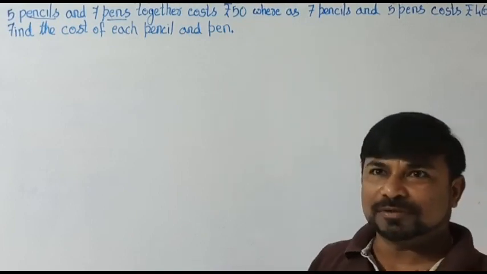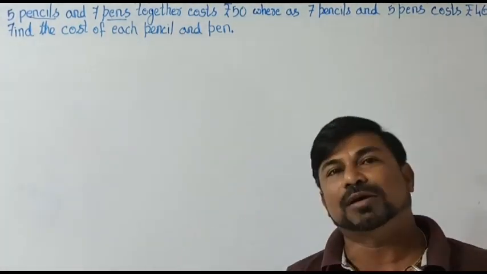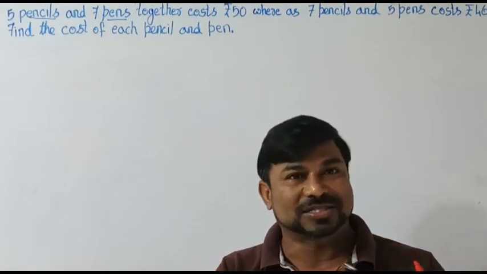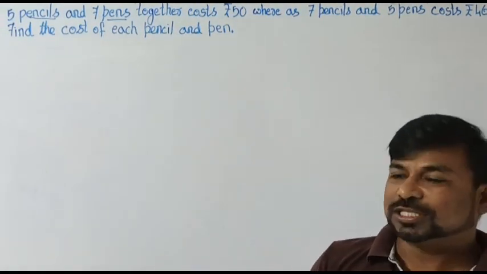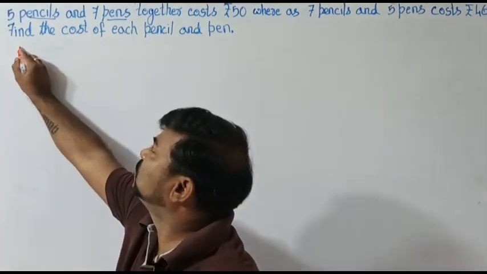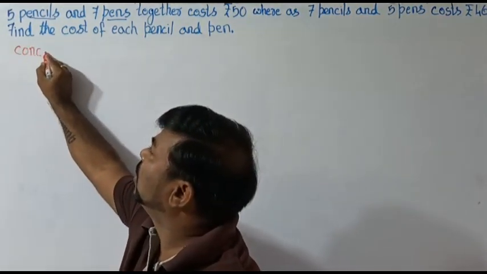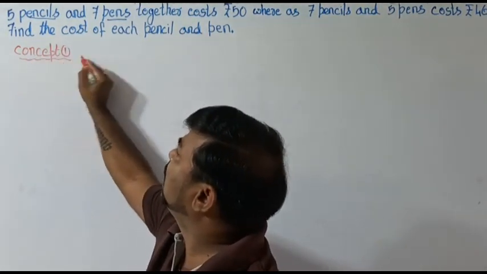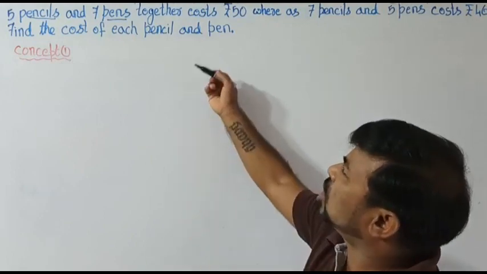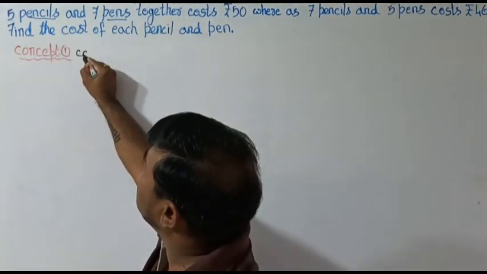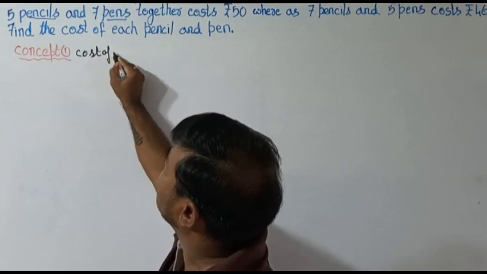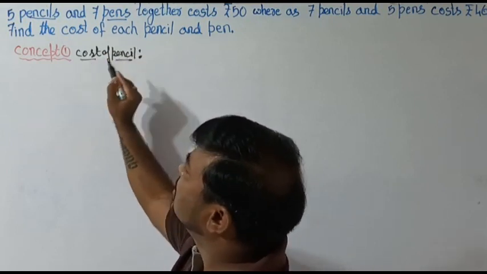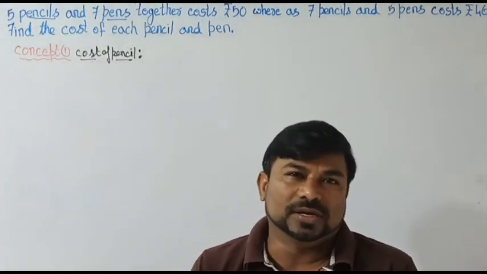The concept, as it is dealing with cost sums, I like to call them object and cost sums. Objects dealing with the cost. Now, what is the first concept we are going to discuss here? Concept 1 is nothing but dealing with the cost of pencil. So the cost of pencil is the first concept of what we are discussing.